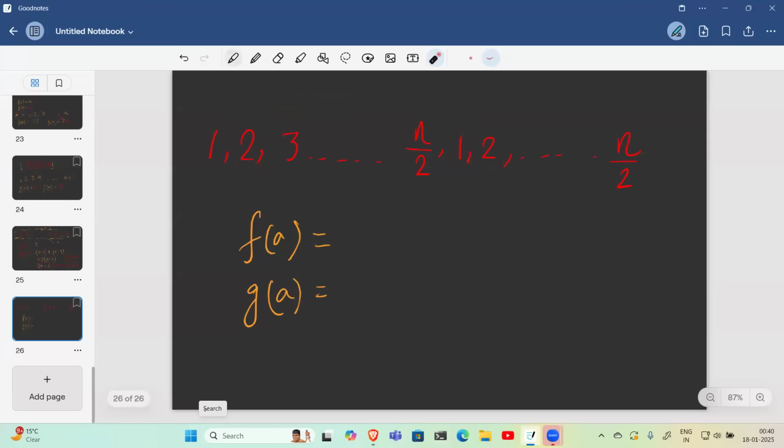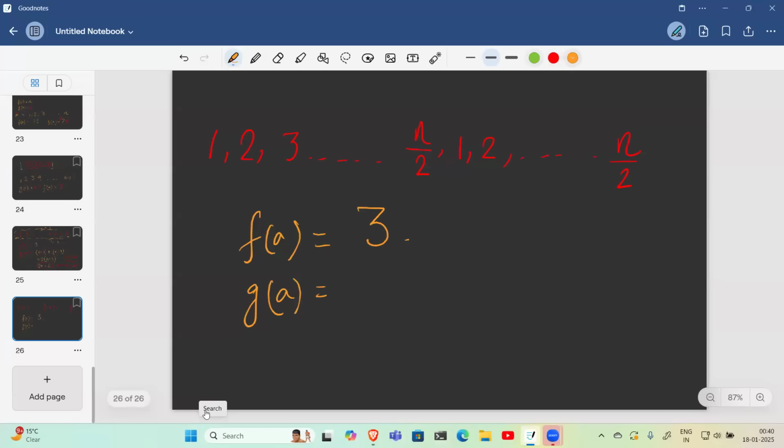So what is the value of f of a here? By the same logic, 3. f of a remains 3, right? Nothing new. We take two distinct elements and then we simply take two repetitive elements and just one element in between. And what is the value of g of a here? N squared divided by 4 minus n by 2.